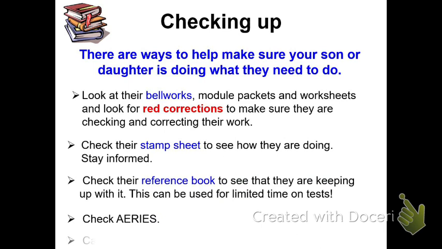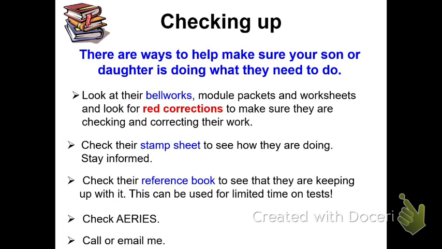Now, there's ways that you can make sure that your son or daughter is doing what they need to do. First thing is look at their BOWorks. Their BOWorks are on yellow paper. We do these at the beginning of class each day, and they grade them themselves so that they have an idea of what I'm expecting of them when it comes time for an assessment, but it also gives them an opportunity to show that they really understand what they're doing.